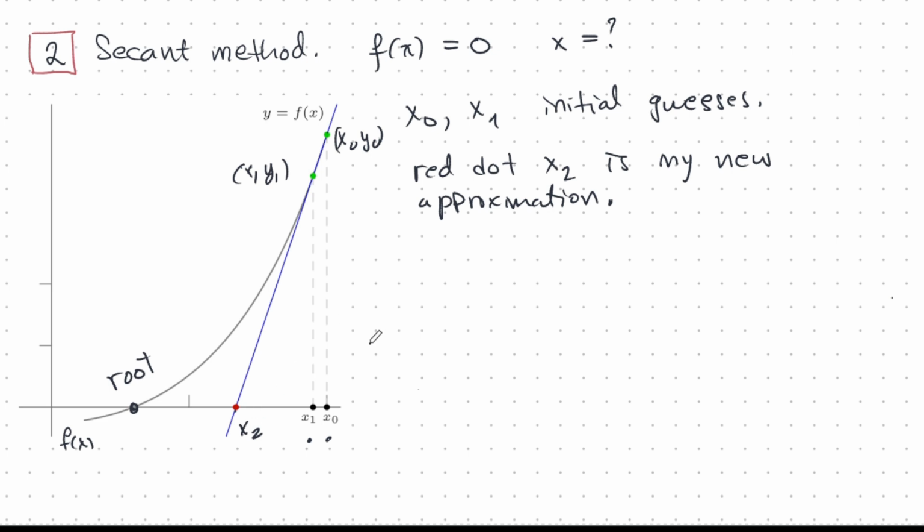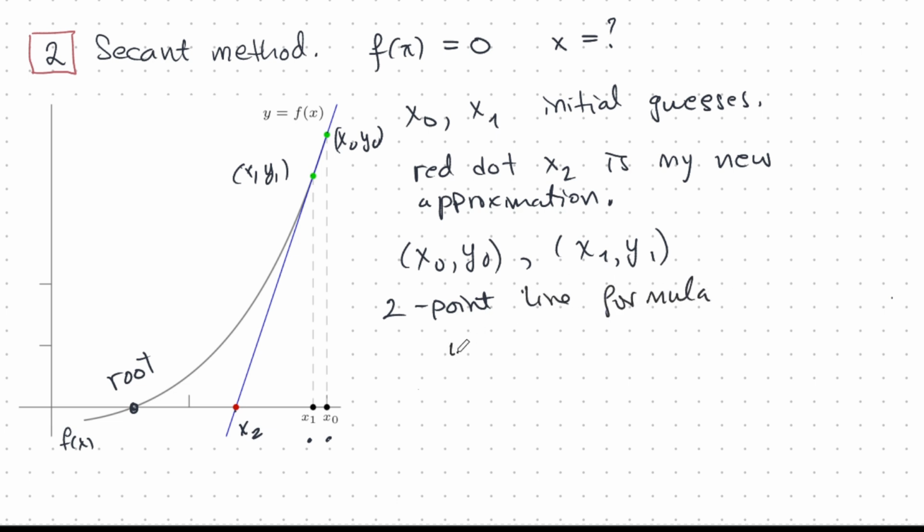Okay, so let's compute x2. How do we compute x2? Well, from the guesses x0 and x1, I have these two points here. I have, let me write that down. I have those two points, and I can use the two-point line formula.